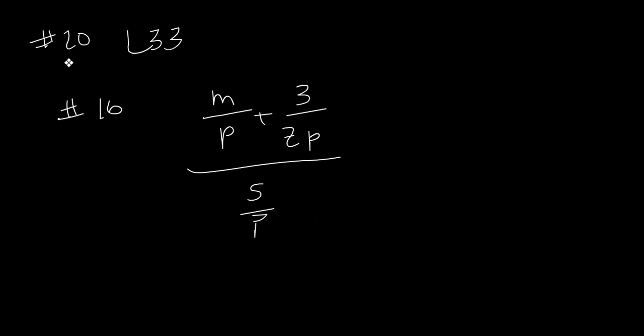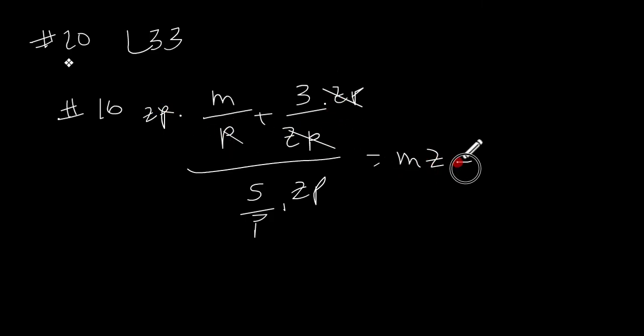Find the common denominator of all the denominators, which is zp, and multiply everything by zp. These are super easy. zp, zp, I feel like I'm talking in Italian, zp. So your p's cross out, so you get mz. Your zp's cross out, and you get plus 3. Your p's cross out and you get sz.